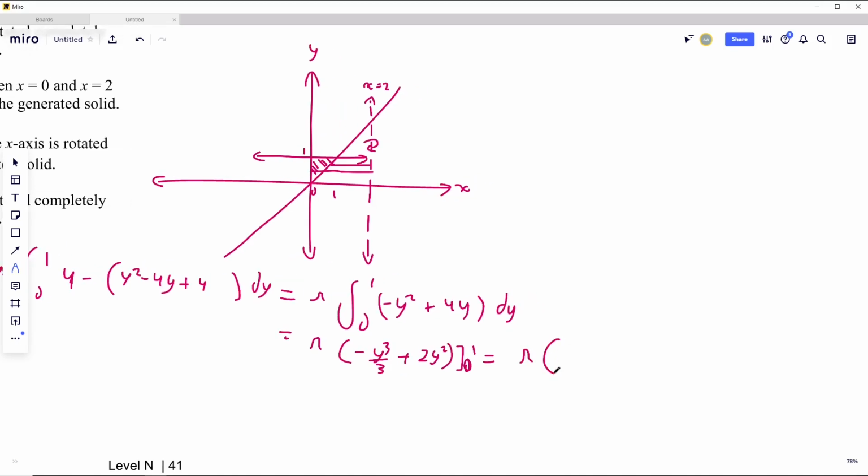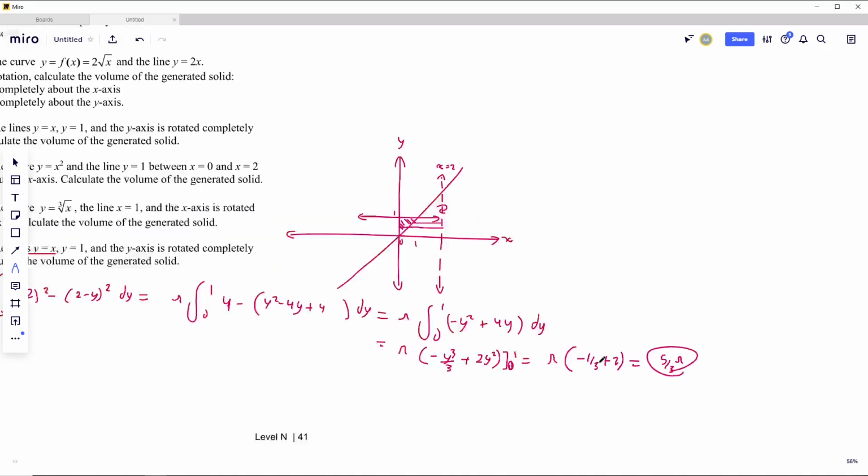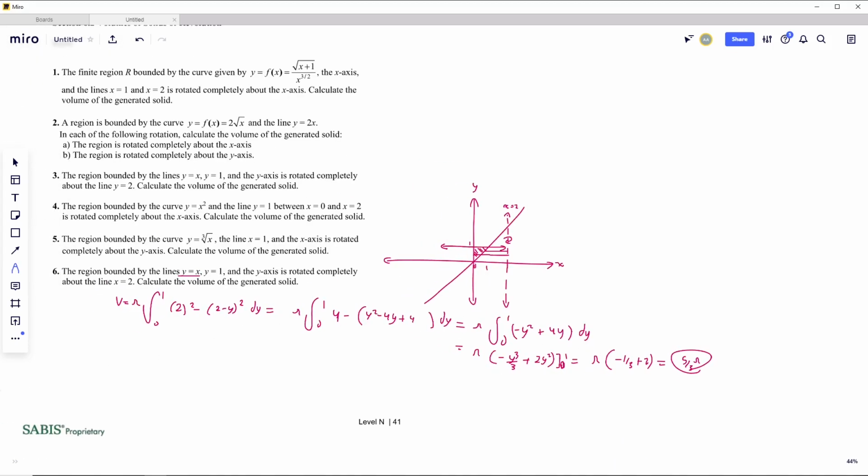pi, and if you substitute you get minus 1 over 3 plus 2, and zeros cancel nicely for 0, and yeah, so 2 minus 1 over 3 you get 5 over 3, again mental math, but I'm gonna double check, yeah, you get 5 over 3, so yeah, that's it for 6.